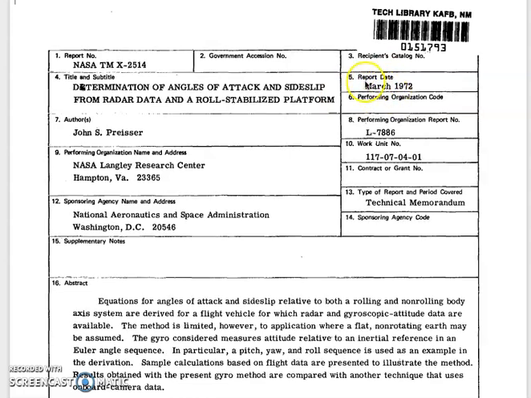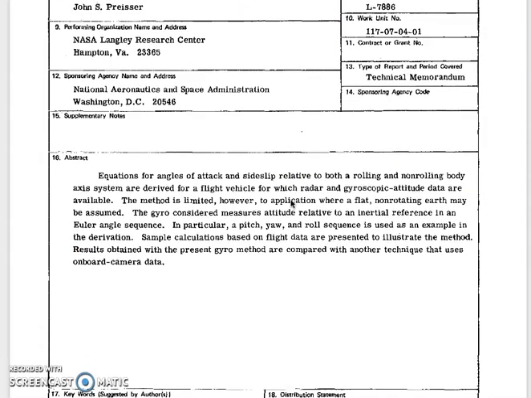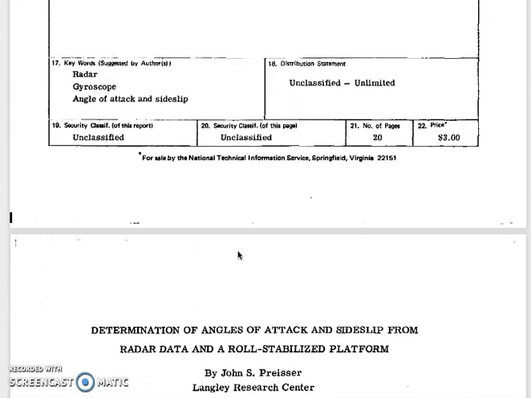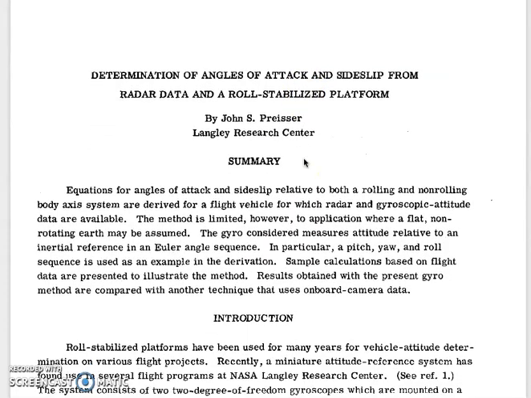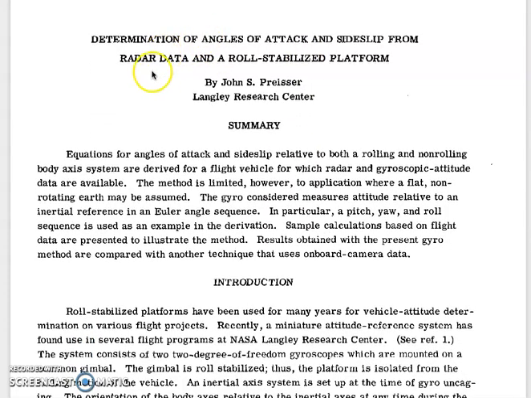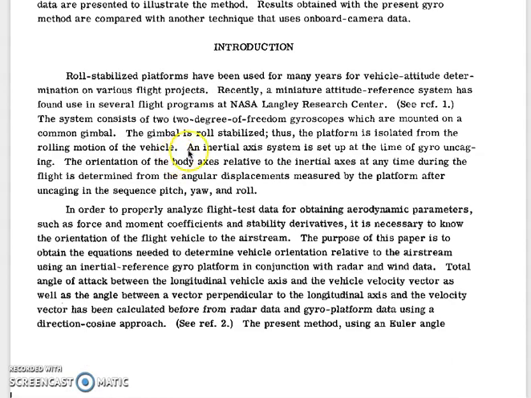The report is from 1972, determination of angles of attack and side slip from radar data and a roll stabilized platform. You guys know I don't believe it unless I see it written down on paper, and that's kind of how I figured everything out about the mysteries of what happened to me. But I think this is a much more compelling mystery. Why would they hide it?